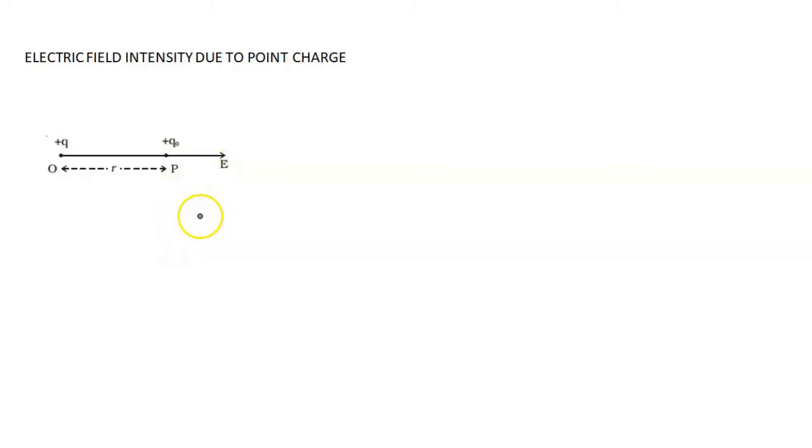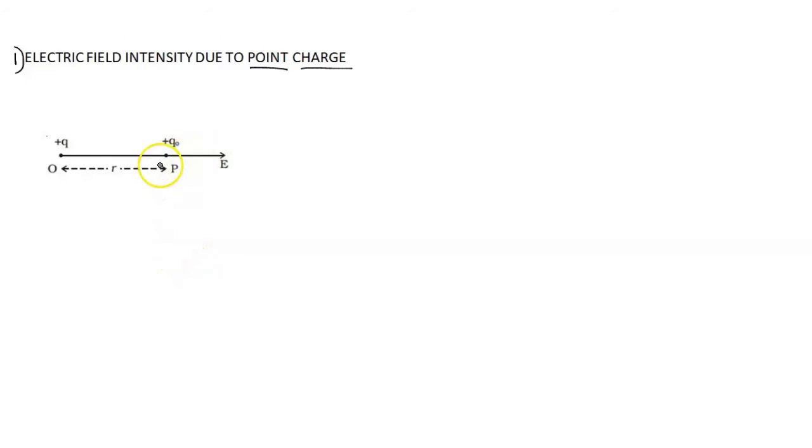So we need to calculate the electric field intensity in two cases, that is the value of electric field intensity when there is one point charge, and then if there is a system of charges. So what is the electric field intensity if there is a system of charges? First case is electric field intensity due to a point charge. If there is one point charge, then what is the equation to calculate the electric field intensity?